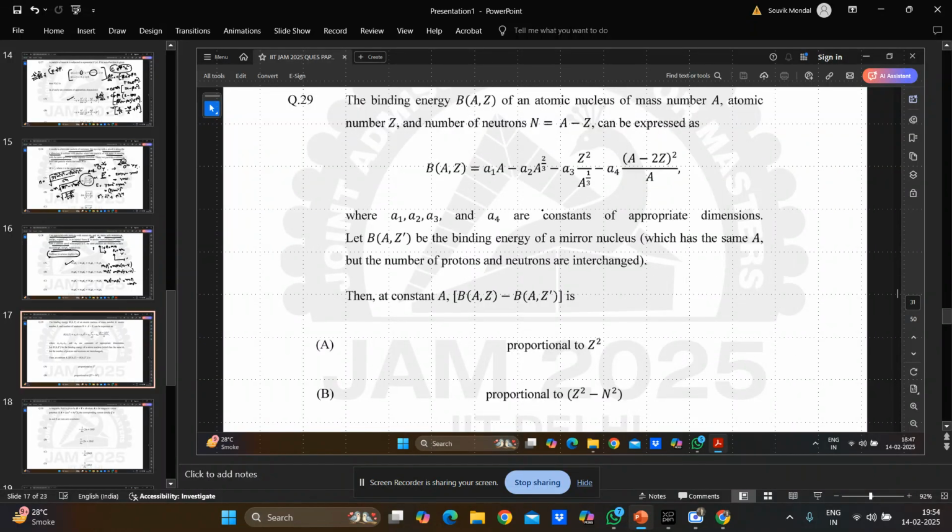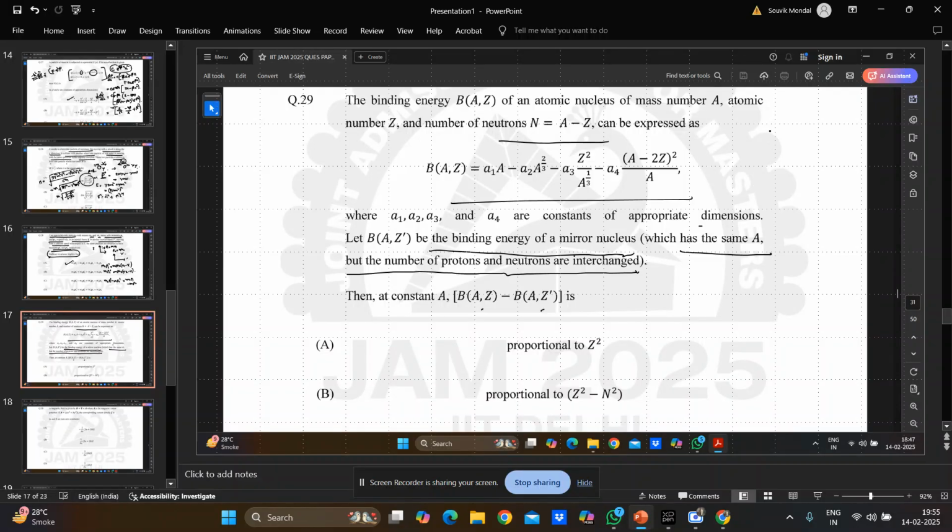Now 17. The binding energy B(A,Z) of an atomic nucleus with mass number A, atomic number Z, and neutron number N can be expressed in this form. Here a1 to a3 are approximate dimensionless constants. Let B(A,Z) prime be the binding energy of a mirror nucleus which has the same A but the numbers of protons and neutrons are interchanged. So what will be B(A,Z) minus B(A,Z) prime?